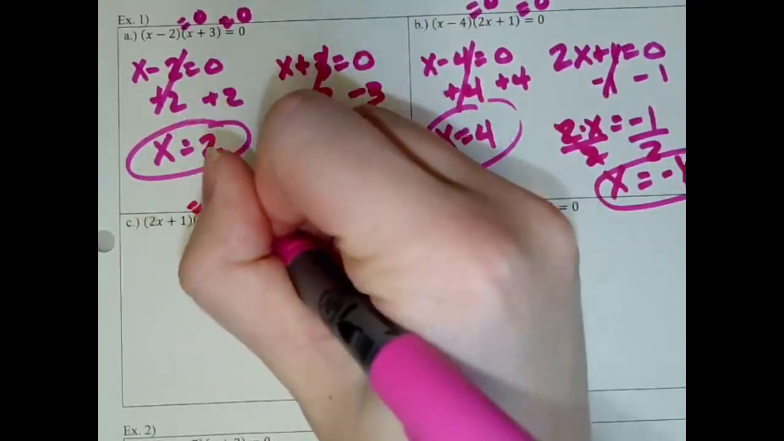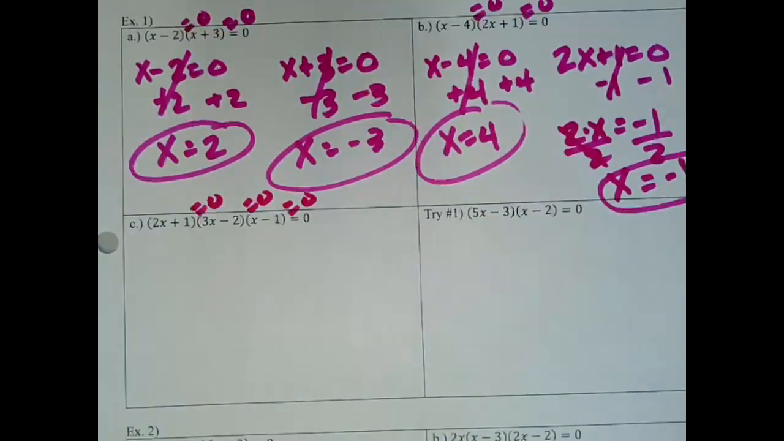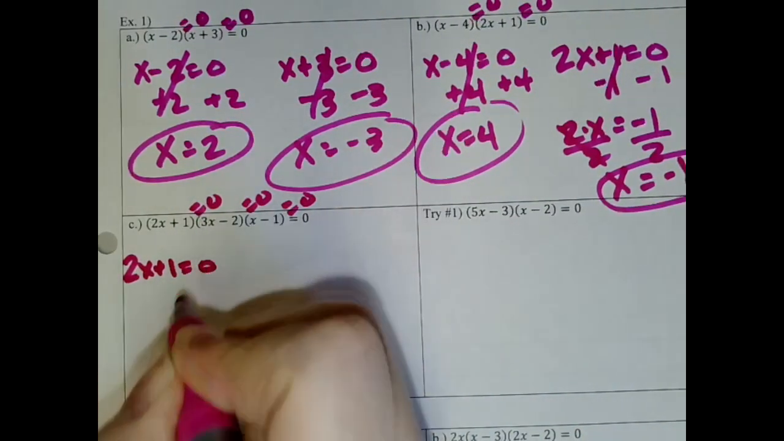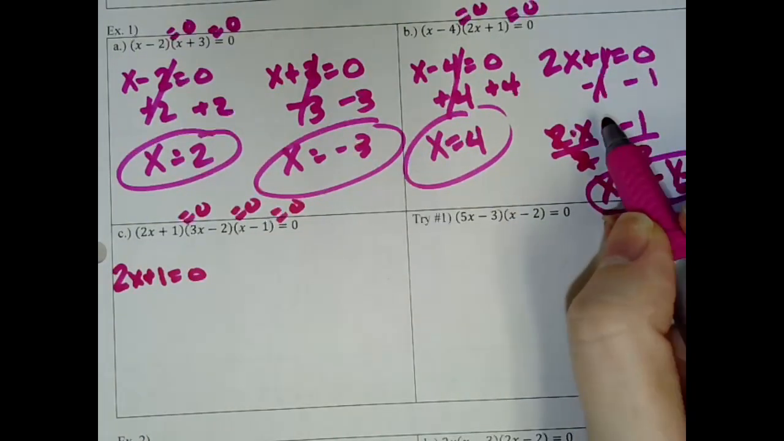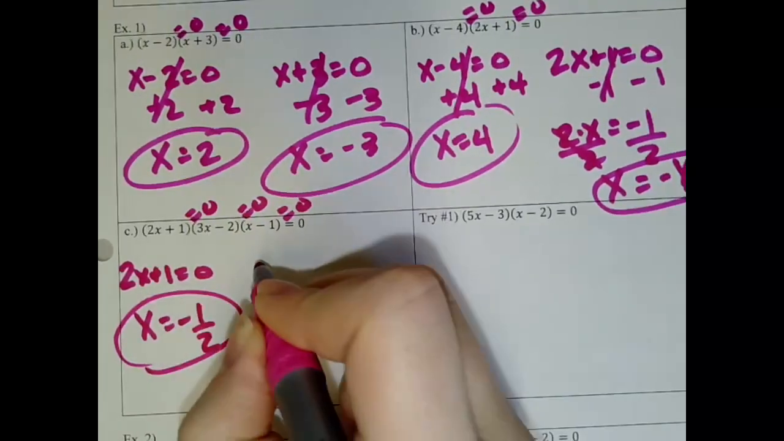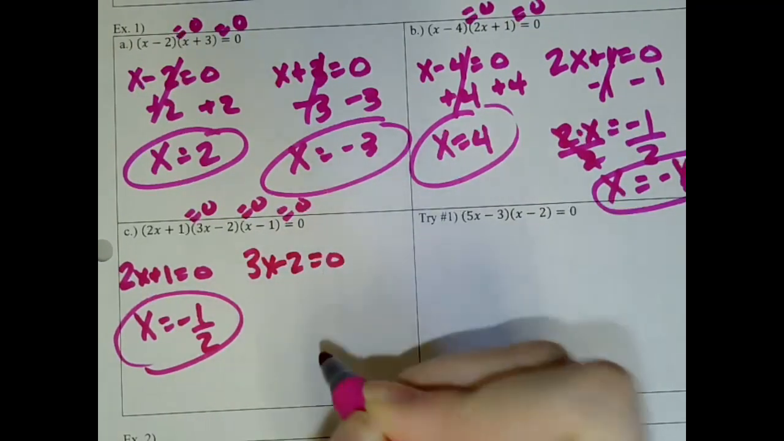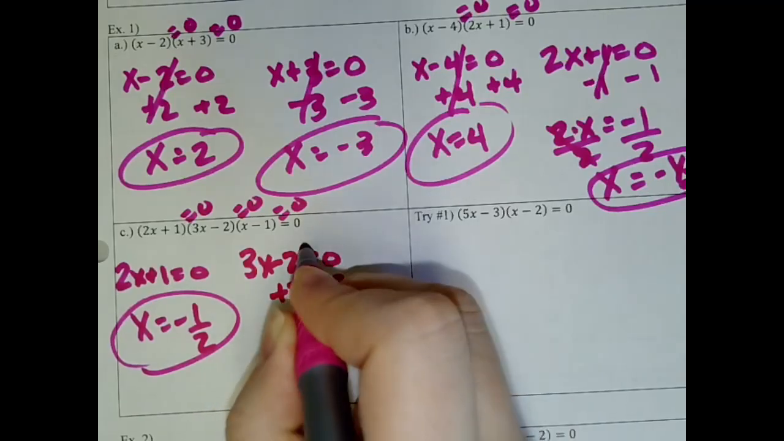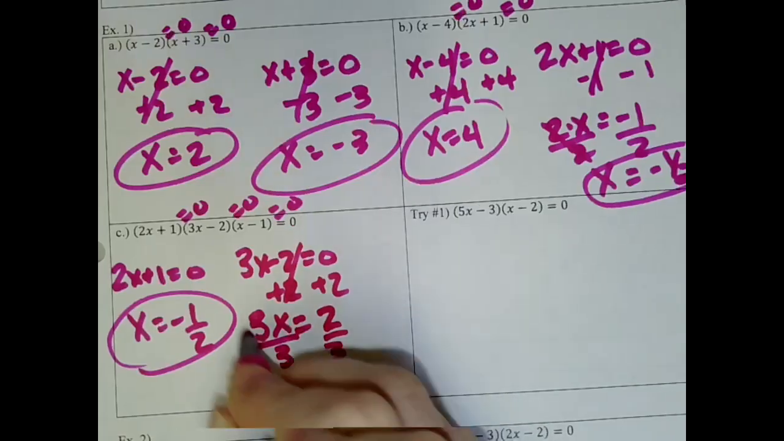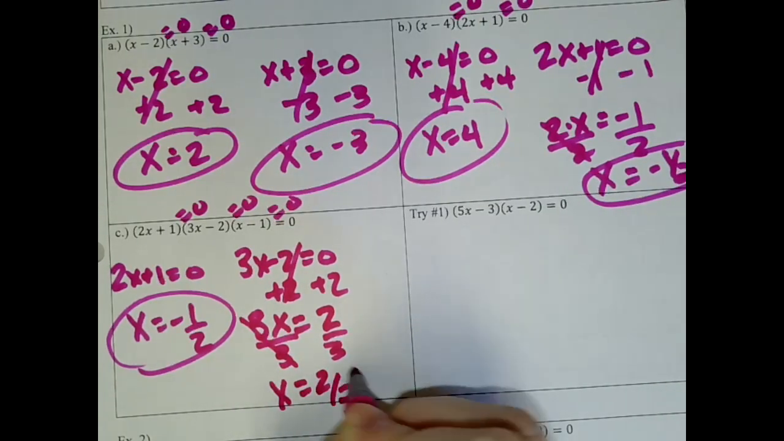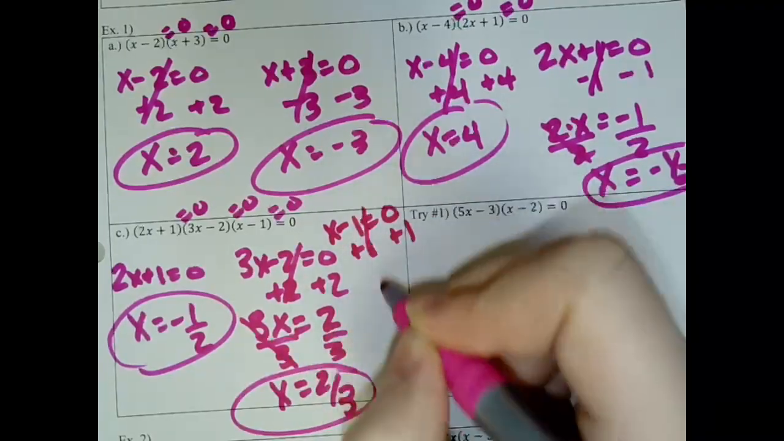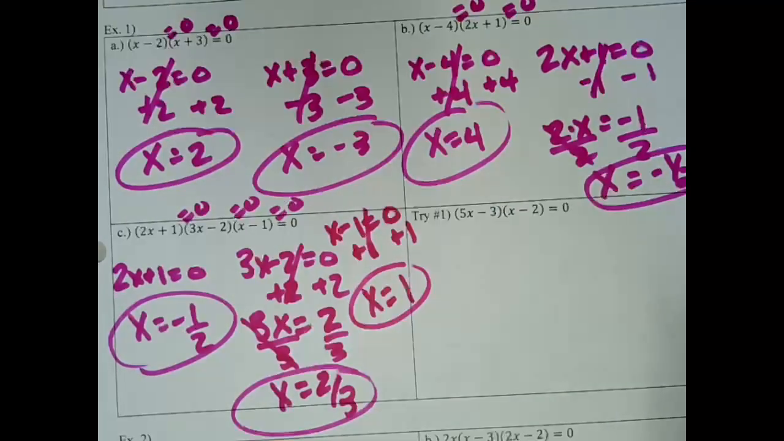You set each part equal to 0. Now this time I'm going to have 3 solutions because I have 3 different binomials. So 2x plus 1 equals 0, which actually we just did, so I would subtract 1 from each side, divide by 2. That gives me x equals -1/2. Set 3x minus 2 equal to 0. So this one I must add 2 first. Then I have 3x equals 2. Divide each side by 3. I get x equals 2/3. And then last one, x minus 1 equal to 0. You just add 1 to each side, giving you x equals 1.